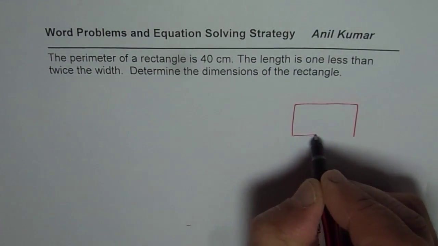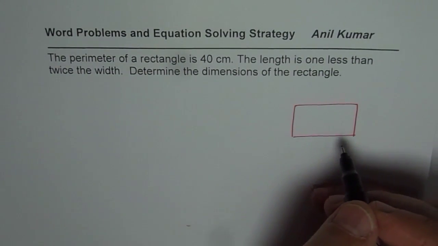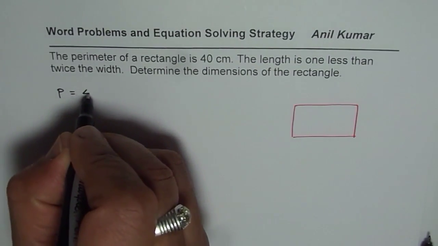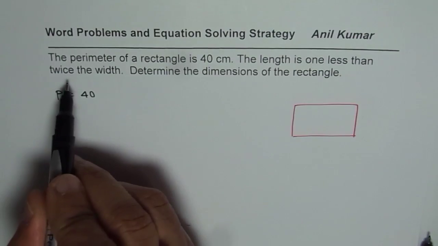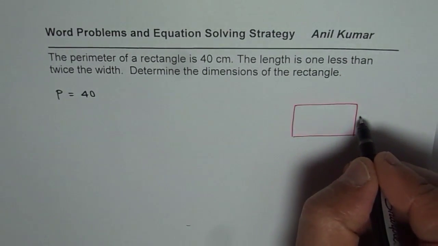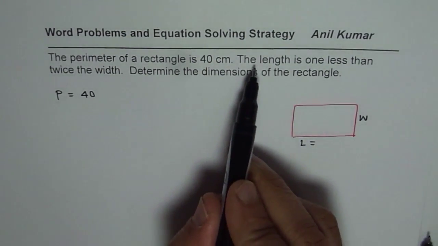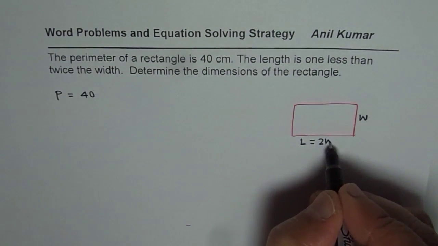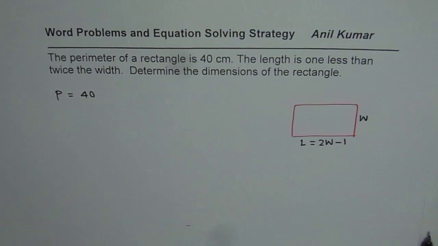Let us say that this is the rectangle in which we are given length and width. It says that the perimeter is 40. So let's write perimeter equals 40. The length is 1 less than twice the width. That is to say, if width is W, then length equals 1 less than twice the width, 2 times W minus 1. Right? So like that we can get our variables.